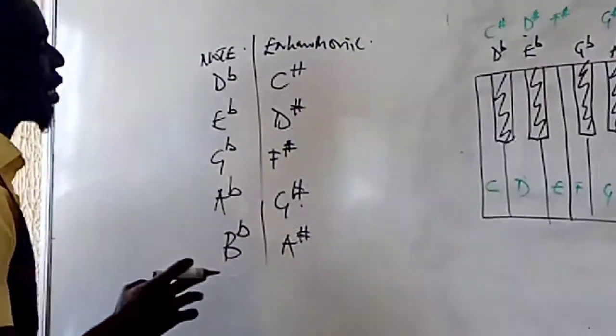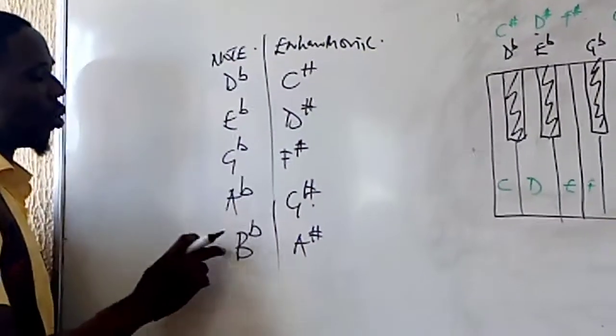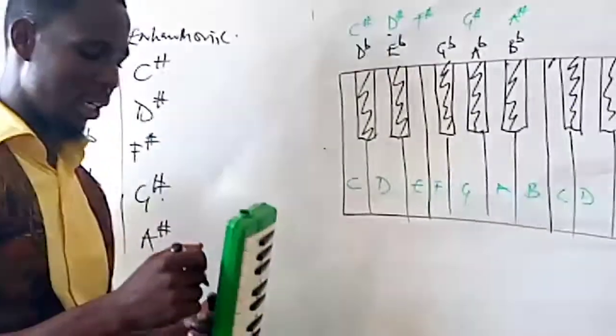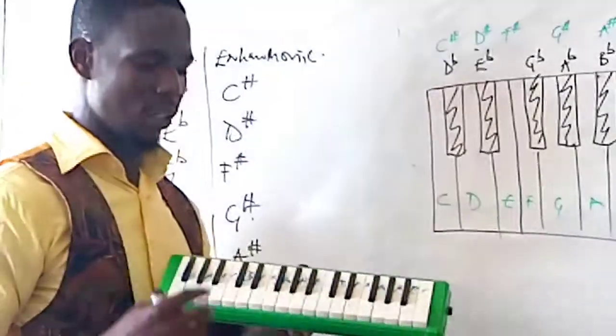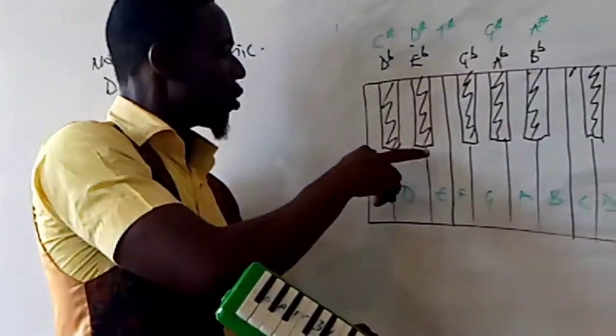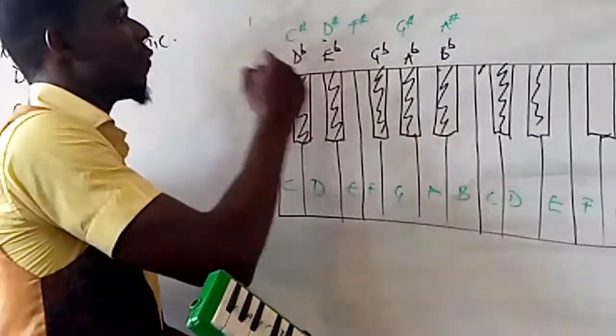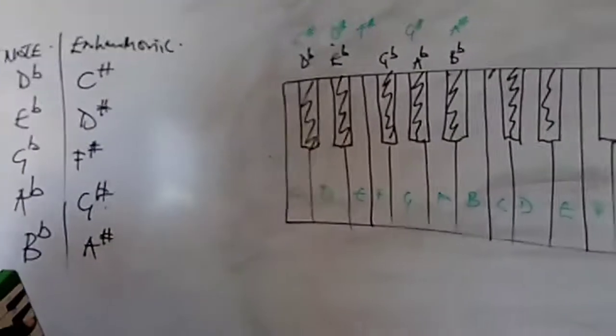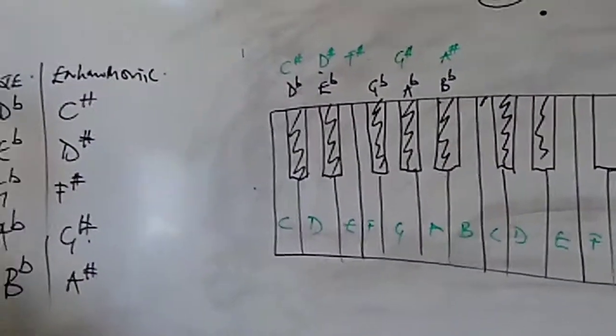So if you count these, you see they are just five: 1, 2, 3, 4, 5. That's why the keyboard is arranged in sets of 2 blacks and 3 blacks. That's what you're seeing here, 2 and 3. So these 5 notes are known as accidentals or enharmonic notes when they are being sounded.